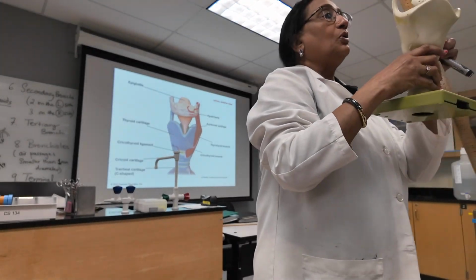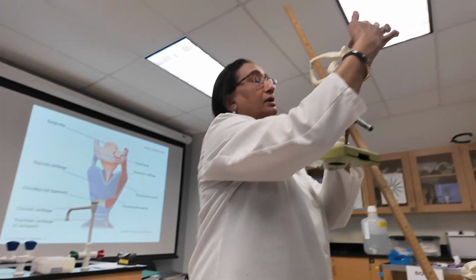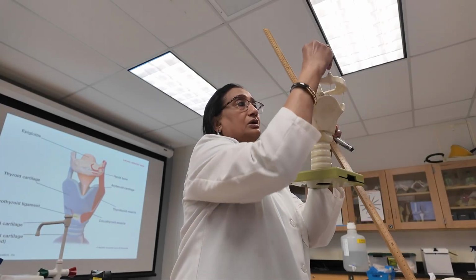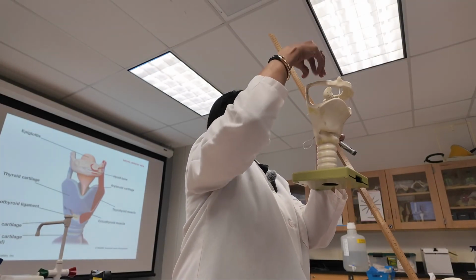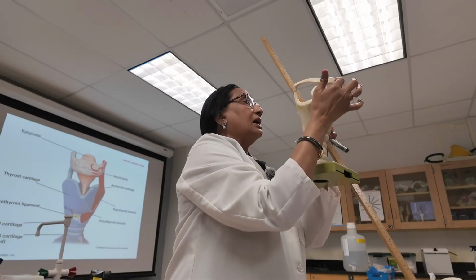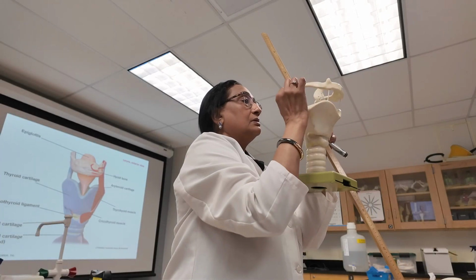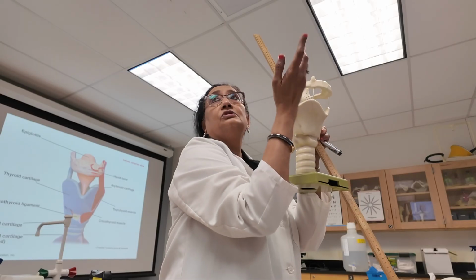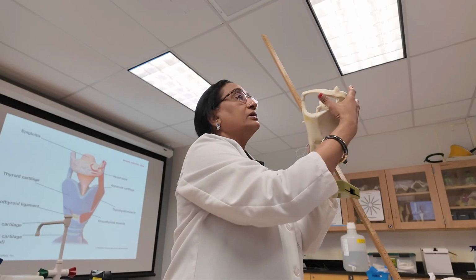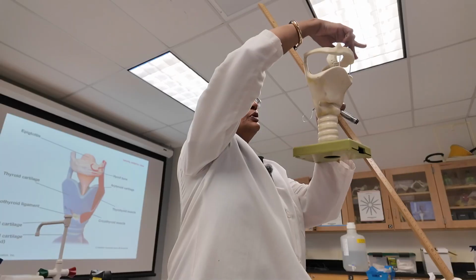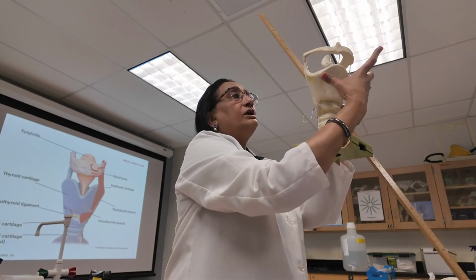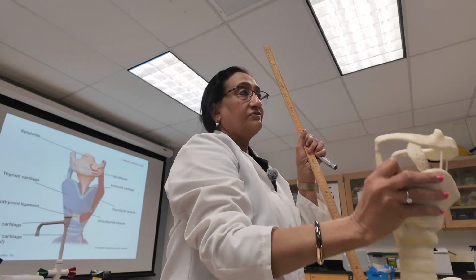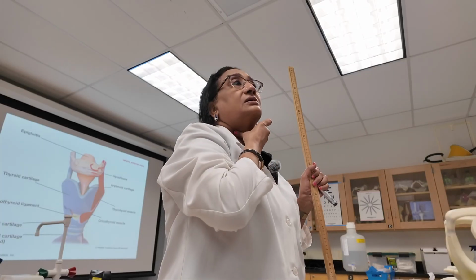Now this is the bone which is not attached to any specific structure. It's at the base of the tongue, horseshoe shaped. All of you should know this bone. Hyoid. Okay, this is the hyoid bone. So underneath the hyoid you have the thyroid cartilage, which is here.